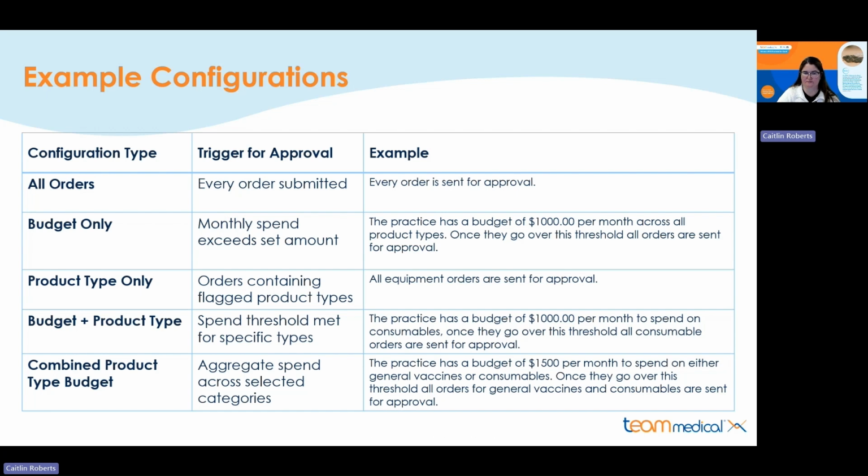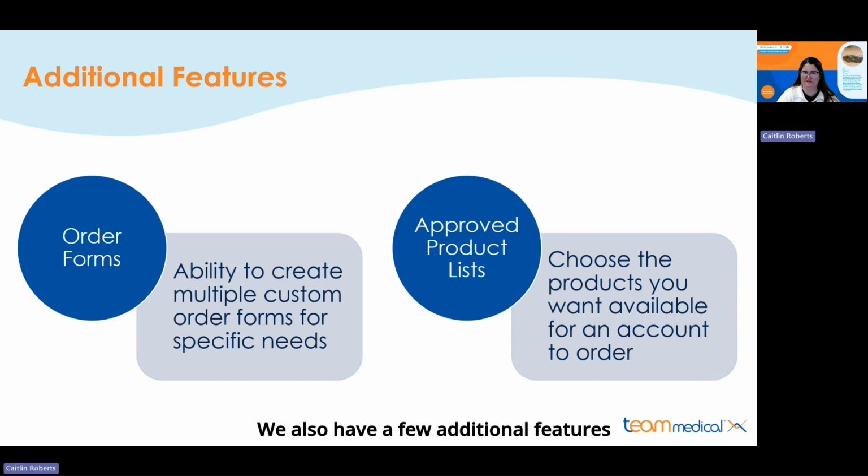for approval. We also have a few additional features outside of the order approval hierarchy system that customers have told us helps them to manage budgets and the stock in their practices. The first one of these is order forms. We can set up endless custom order forms. These could be based on ordering for a specific room in your practice, such as the treatment room, or for specific product types such as wound care.